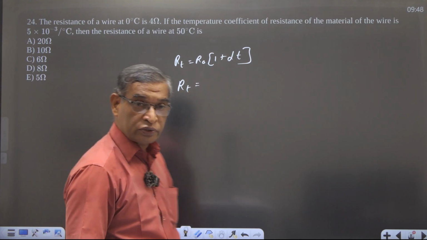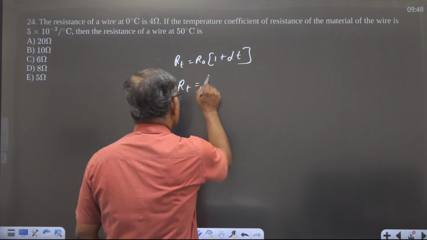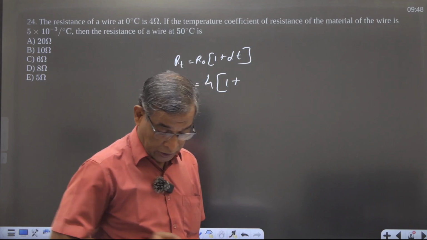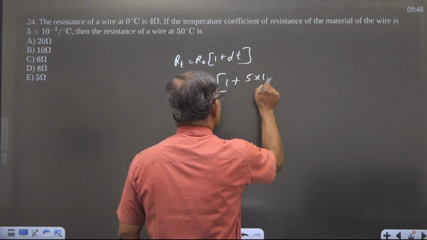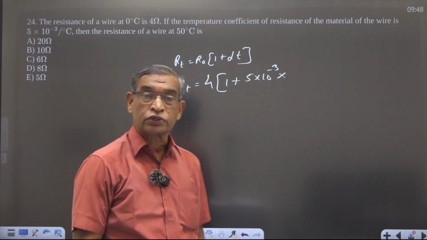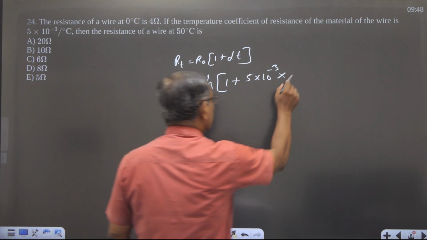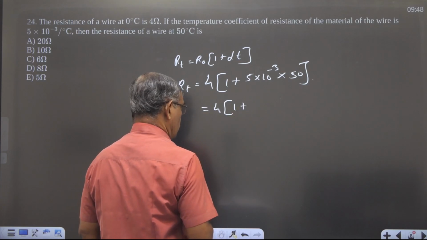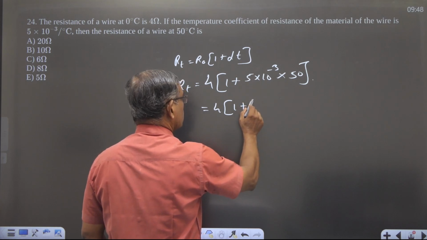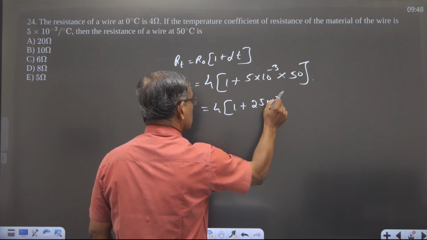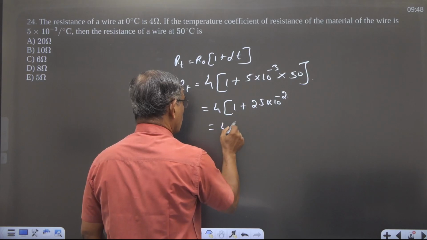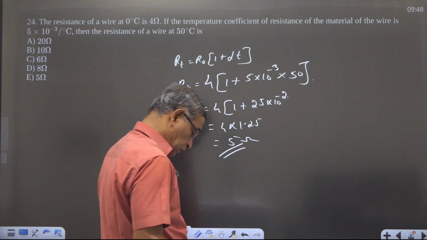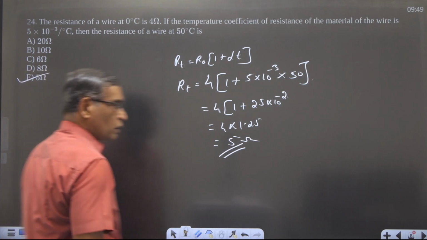Where R0 is the resistance at 0 degree centigrade, given to you as 4 ohm. So 4 into 1 plus alpha, the temperature coefficient of resistance, given as 5 into 10 raised to minus 3, times the temperature at which the resistance is asked, that is 50 degrees centigrade. Now this is 4 into 1 plus 5 into 5, 25 into 10 raised to minus 2. It's equal to 4 into 1.2, which is 5. So our answer is the resistance of the wire at 50 degrees centigrade is 5.